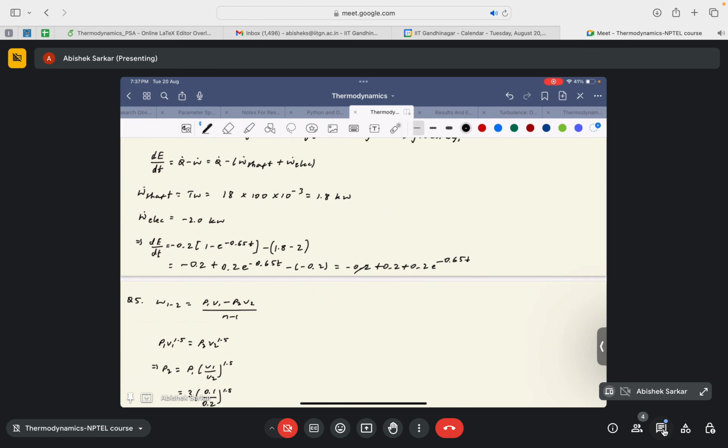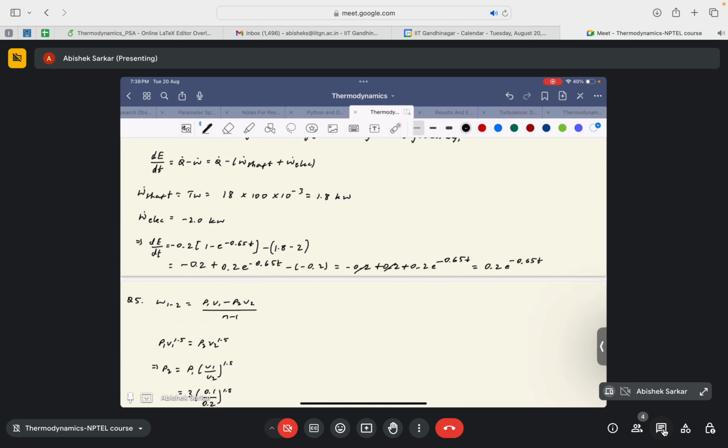So these terms will go out, so we'll get 0.2 e to the power minus 0.65t. So the net variation of the internal energy of the motor is given by 0.2 e to the minus 0.65t. So it tells us that the net internal energy of the motor actually decreases exponentially with time. Okay, I hope that answer was clear.